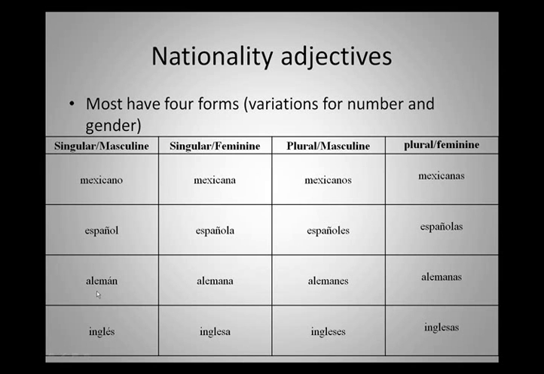Alemán is a German. Alemana, female German. Alemanes, group of Germans, at least one boy. Alemanas, group of all female Germans, right? Same can be seen for inglés, inglesa, ingleses, inglesas.